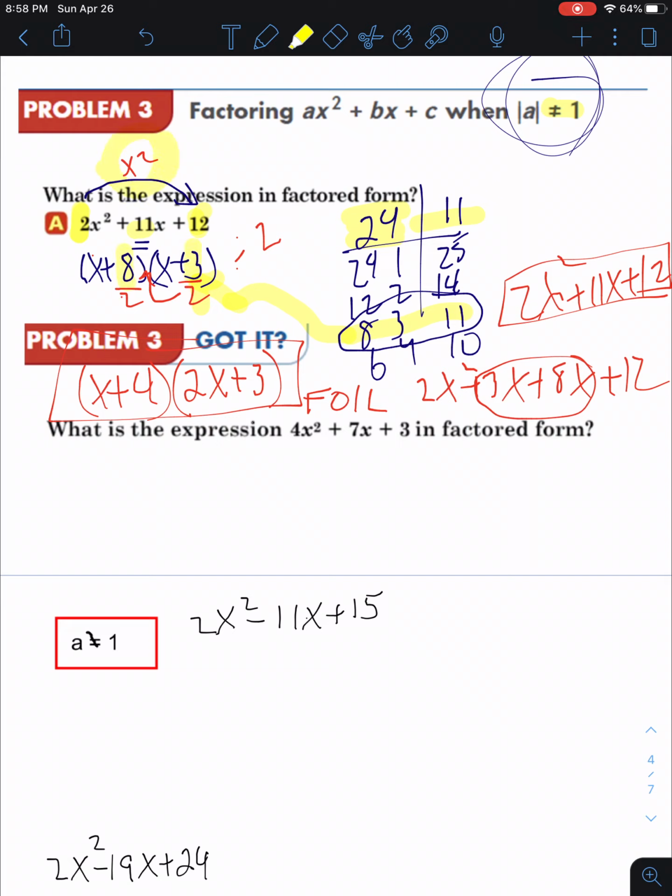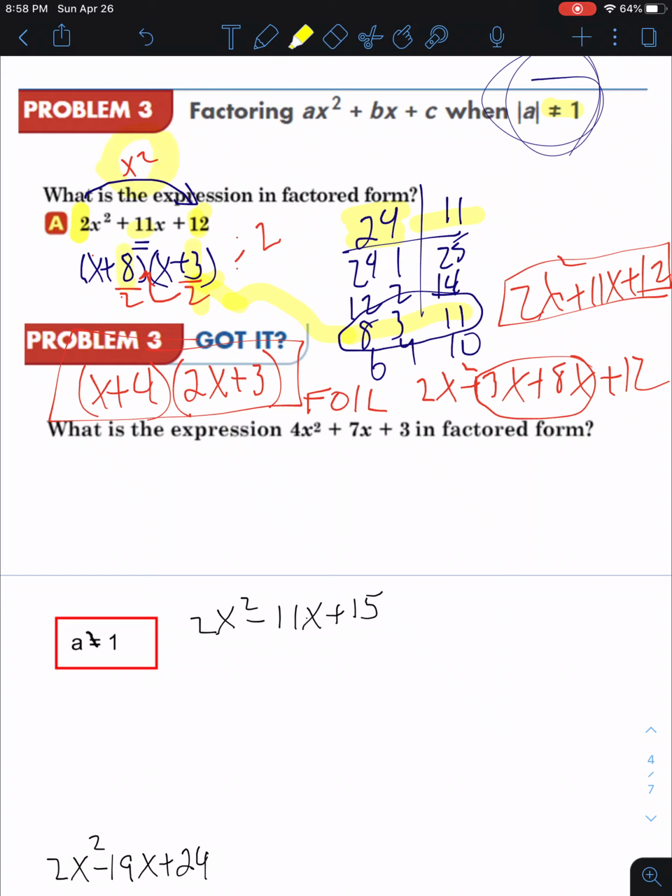2x squared minus 11x plus 15. Again, we'll take the 2 and multiply it by the 15. We get 30. And it's negative 11. Okay, so that means my terms have to be negative. But right away I see a negative 6, negative 5. Okay, and so I'm going to have an x minus 6 and an x minus 5.